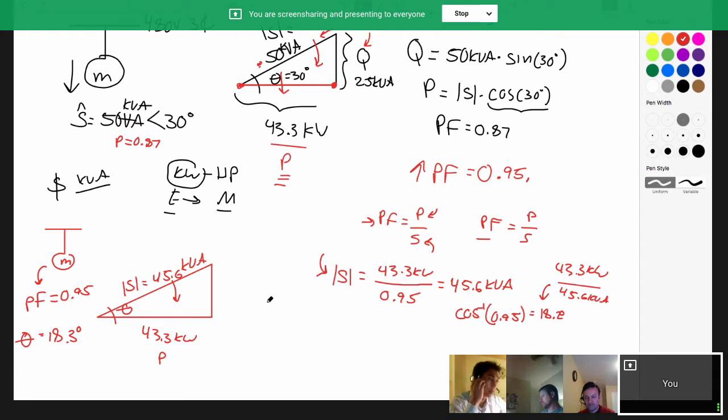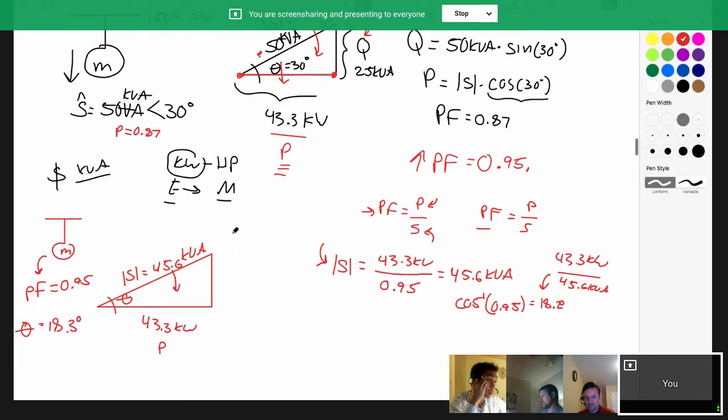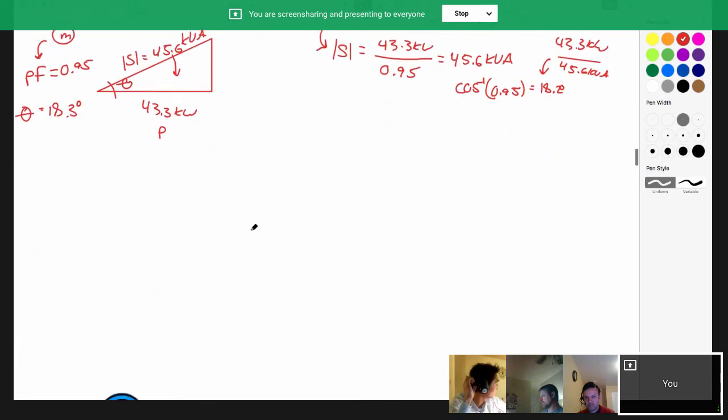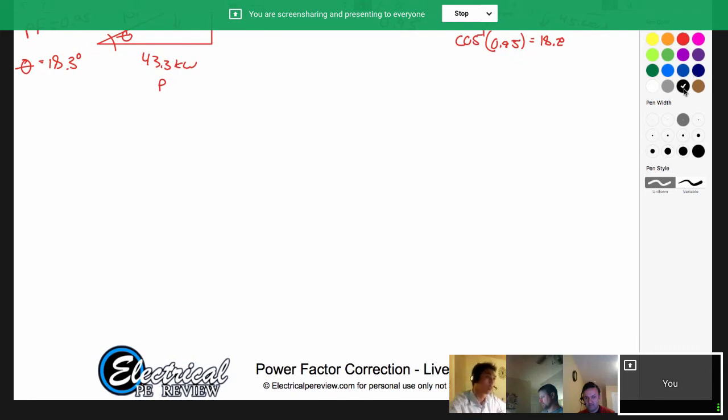So let's think about this. What's the difference between these two triangles? And you know what? I'm going to scroll down here. We're going to redraw these just a little bit. It'll be a lot easier to demonstrate this point.